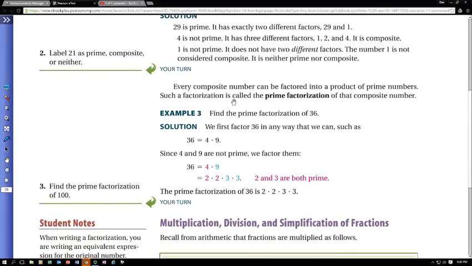Now, this is probably overlooked a lot, but this is really important. Every composite number can be factored in a product. Product meaning answer to a multiplication of prime numbers. Such a factorization is called the prime factorization. So in other words, say that again. If I say what prime numbers can I multiply together to get this original number that I'm talking about, like 36 in this case.